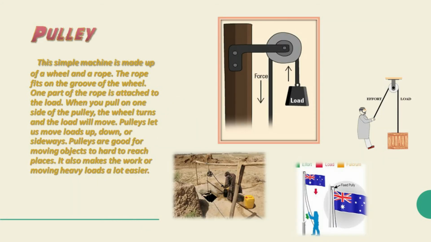Now next is pulley. A pulley is a simple machine made of a wheel and a rope, and the rope fits on the groove of the wheel. One end of the rope is attached to the load and the other end of the rope is pulled. Pulleys help us to move loads up, down and sideways. Generally, a pulley is used to draw water from wells. It is also used in flag poles to raise a flag.